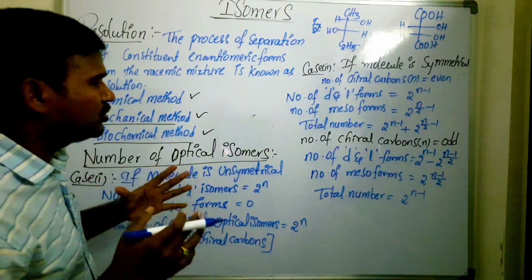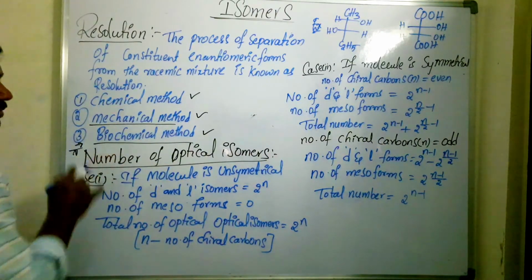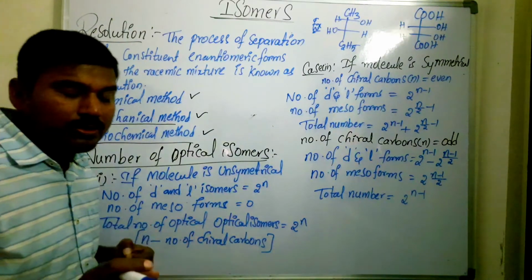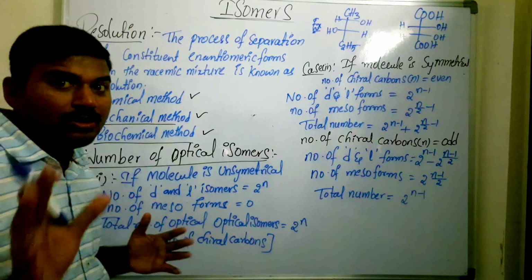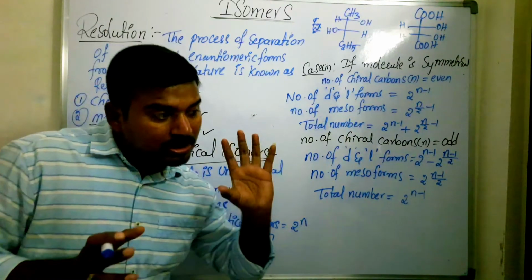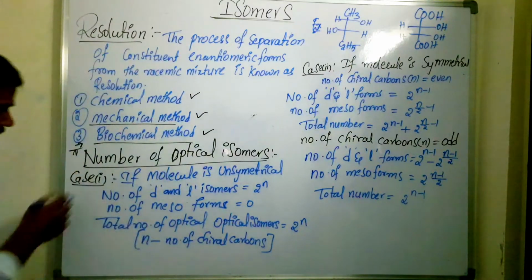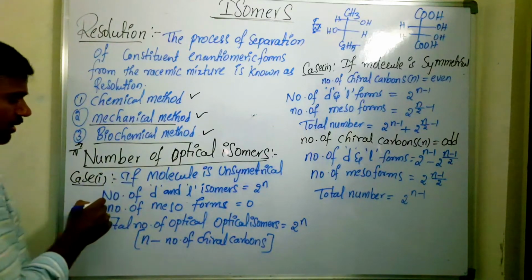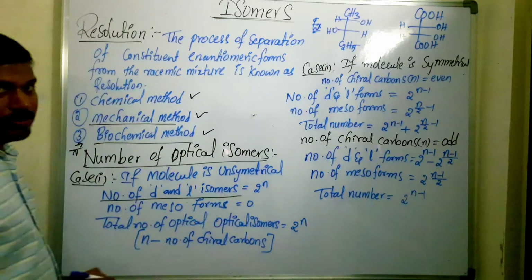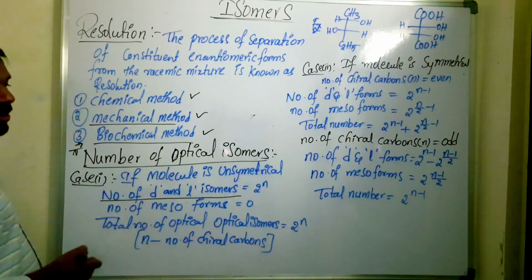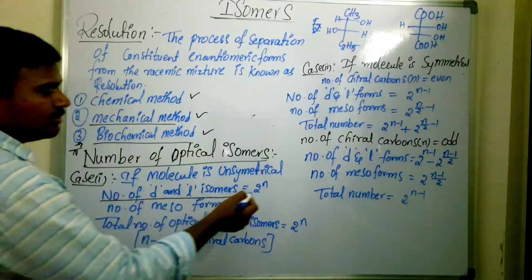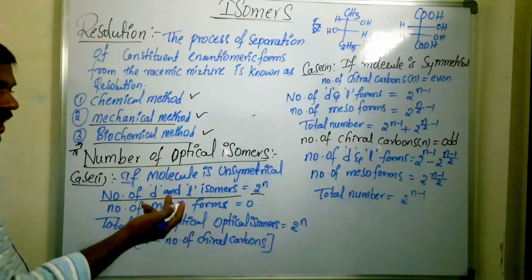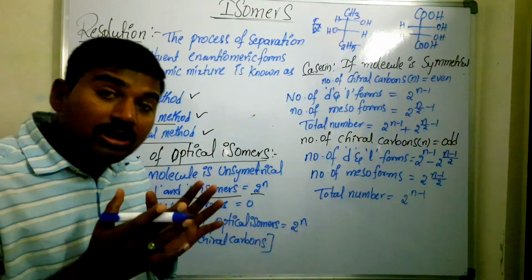Now we are going to see the most important topic, the number of optical isomers. How are we going to calculate the number of optical isomers? Optical isomers are produced when there are chiral carbons, and only then do they rotate plane polarized light. Now, if a molecule is unsymmetrical, the number of enantiomers, that is D and L isomers, which are nothing but optical isomers, will be 2 power n. Now the number of meso forms: if it is unsymmetrical, it does not have any plane of symmetry.